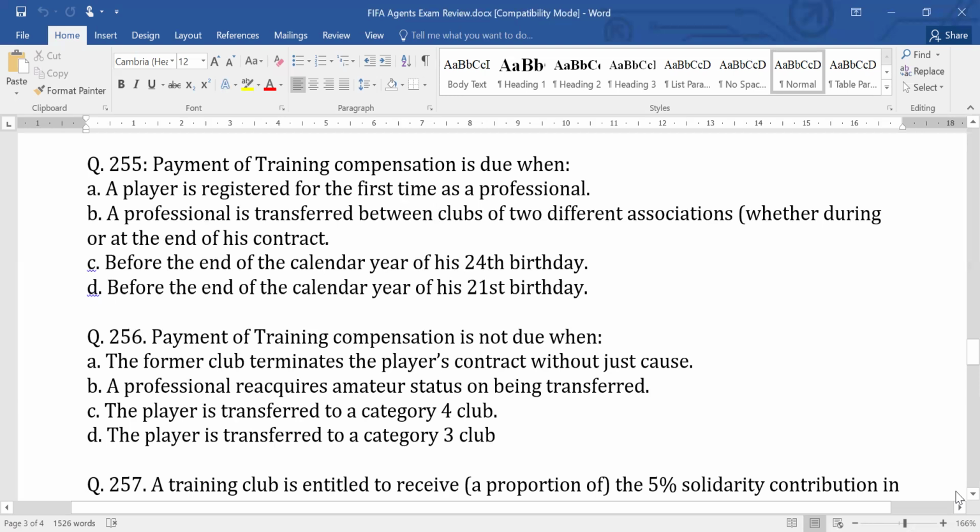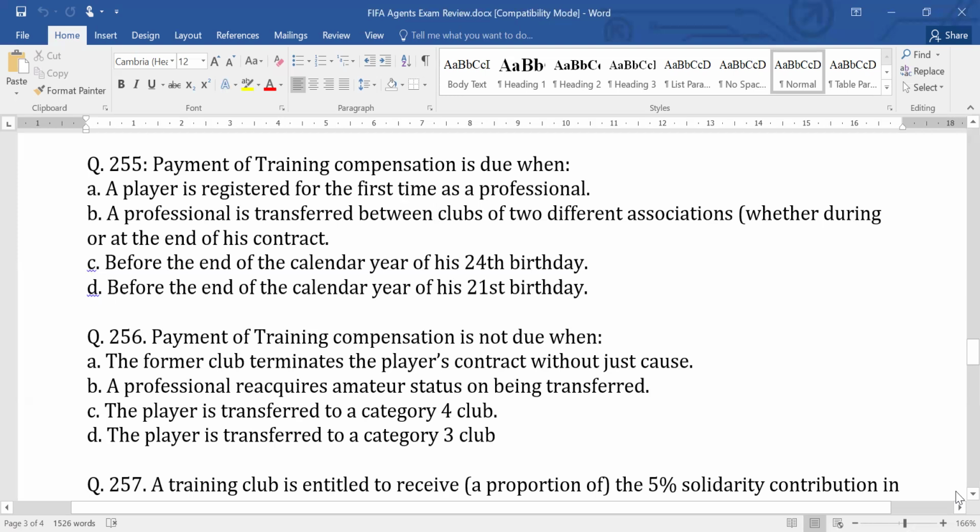So what it means is that, let's say an 18 years old player has a contract with a club in Czech Republic. And at 19, his contract expired, and he went to join a club in Sweden for free. There was no transfer fee, but he was still 19. So on signing that contract, the Swedish club will pay training compensation to the club in Czech.